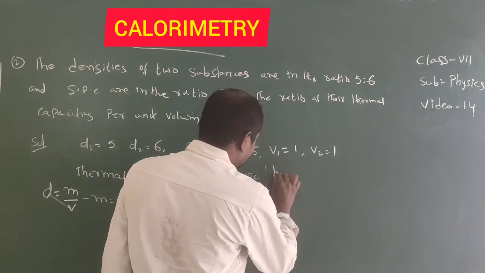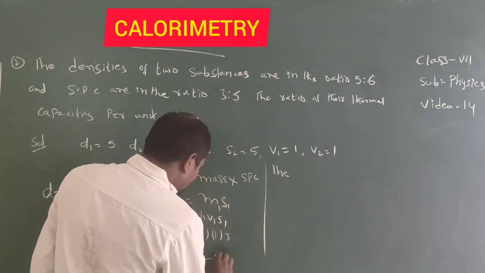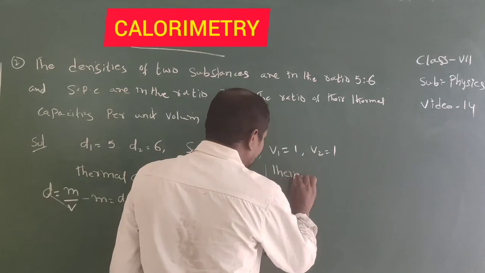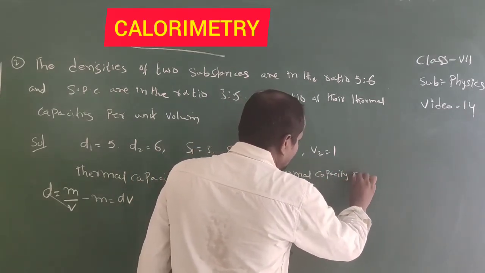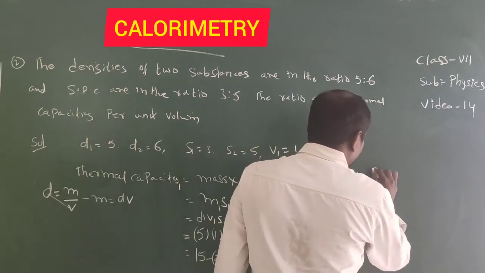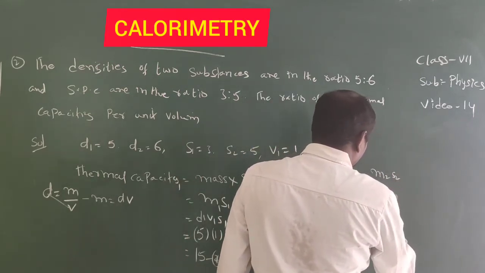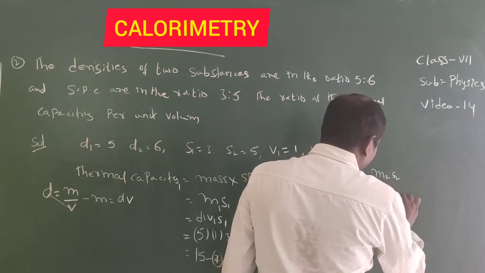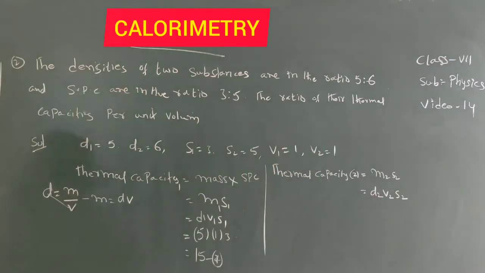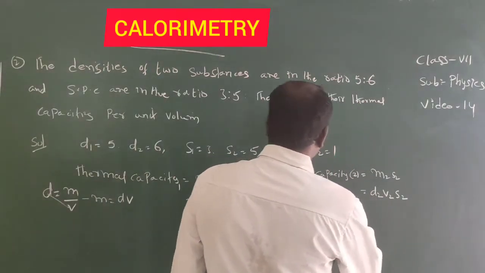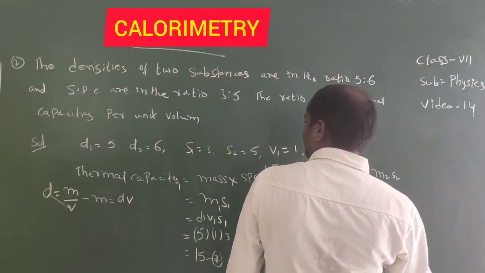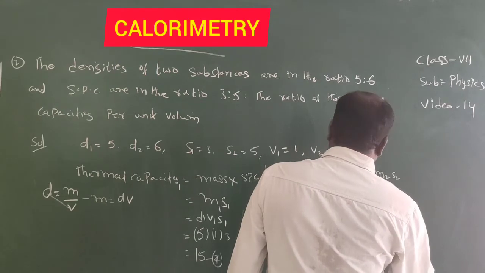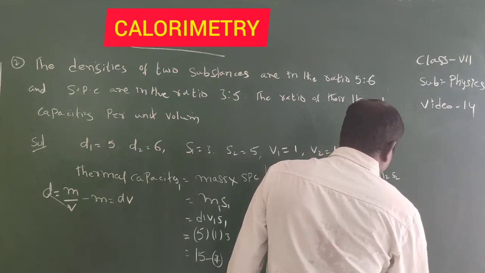It is equation number 1. Next thermal capacity 2 equal to M2 into S2. That equal to D2 into V2 into S2. So D2 equal to 6, into 1, into 5, that is 30. It is equation number 2.